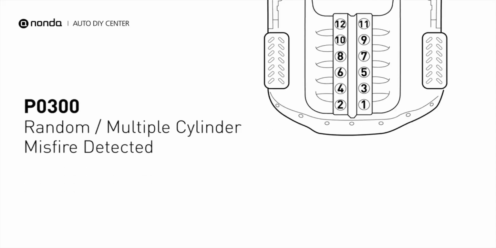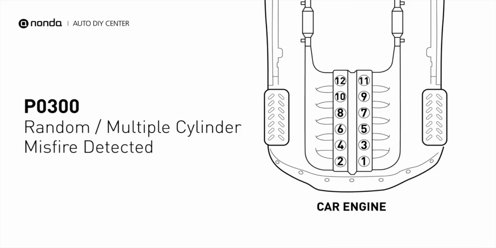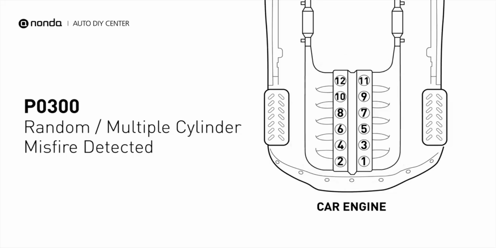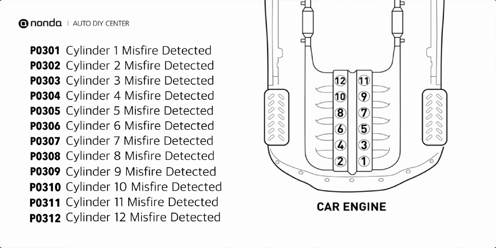If you're getting the error code P0300, it indicates that 2 or more cylinders are experiencing misfire. But you will have to find out which one by checking all the cylinders. If you're getting any of the error codes from P0301 to P0312, it tells you exactly which cylinder is damaged.